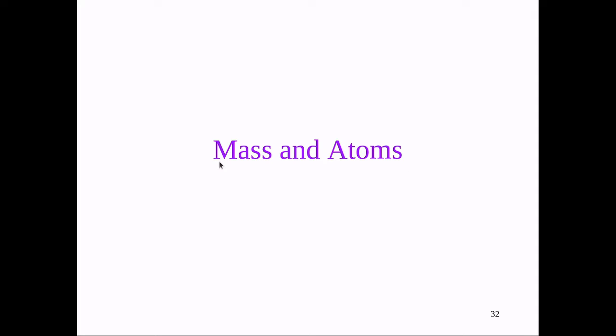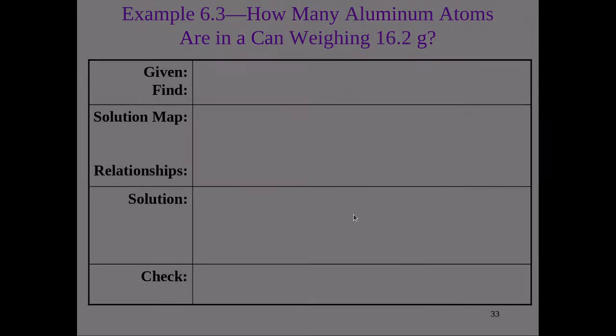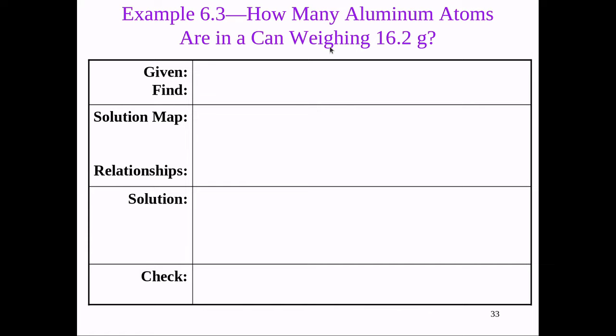We've already seen how to go from mass to moles and moles to atoms and atoms to moles and moles to mass, and we're going to see how we can combine those types of problems together to interconvert between these two quantities. So our first question is here: how many aluminum atoms are in a can that weighs 16.2 grams? In this case we're given a mass of aluminum and we're asked to find how many atoms there are.